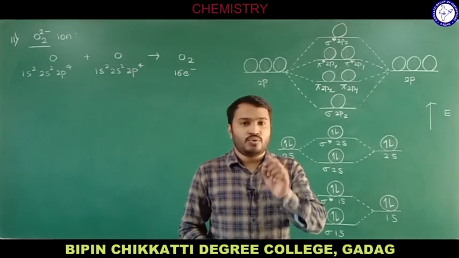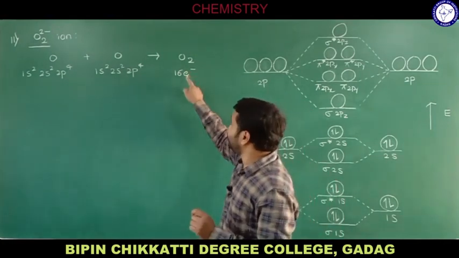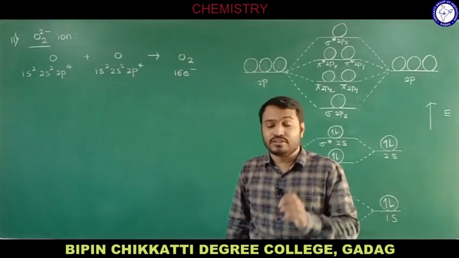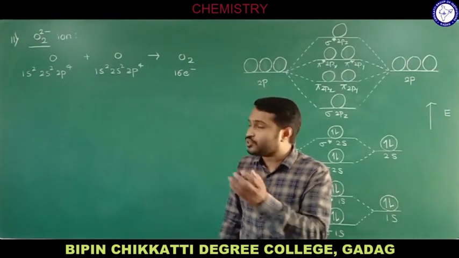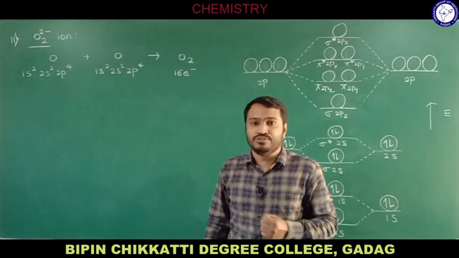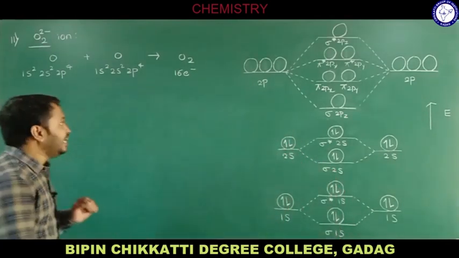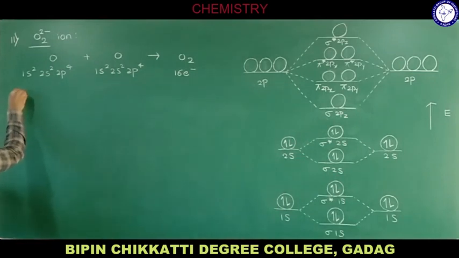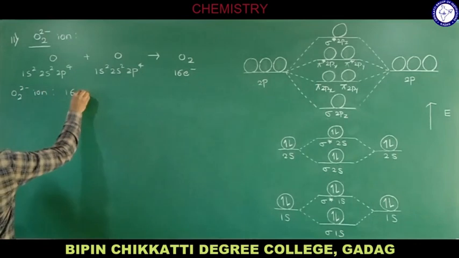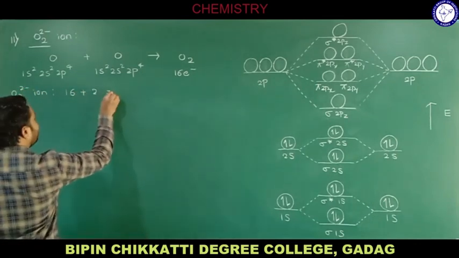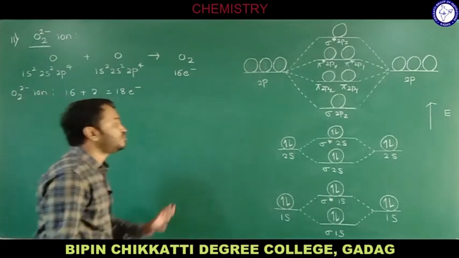Example 11, O2 2 minus. We know the oxygen molecule has 16 electrons, but the species is O2 2 minus. Minus indicates the oxygen molecule has gained electrons. 2 minus means 2 electrons have been gained. So oxygen contains 16 electrons, but 2 electrons have been gained. Therefore the total number of electrons will be 18. So 18 electrons have to be distributed.